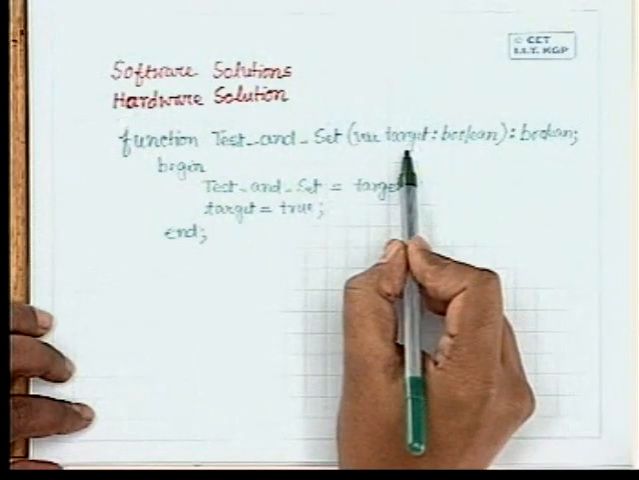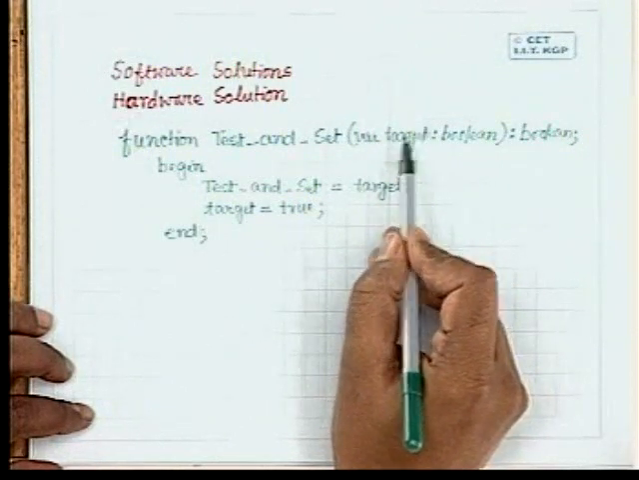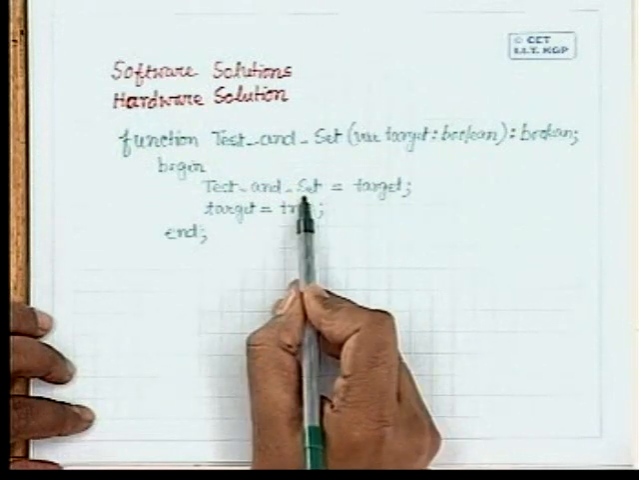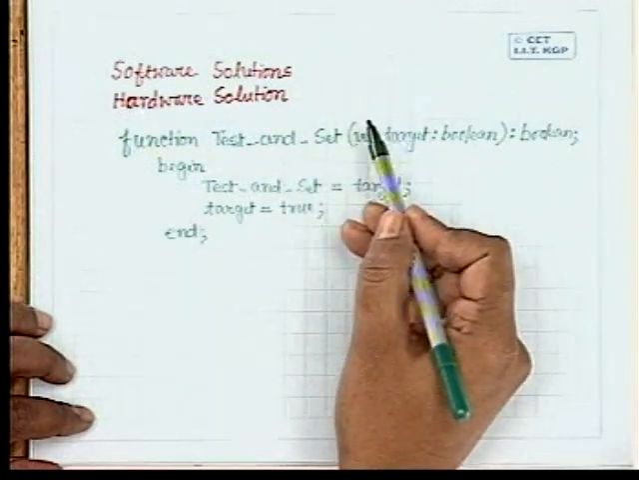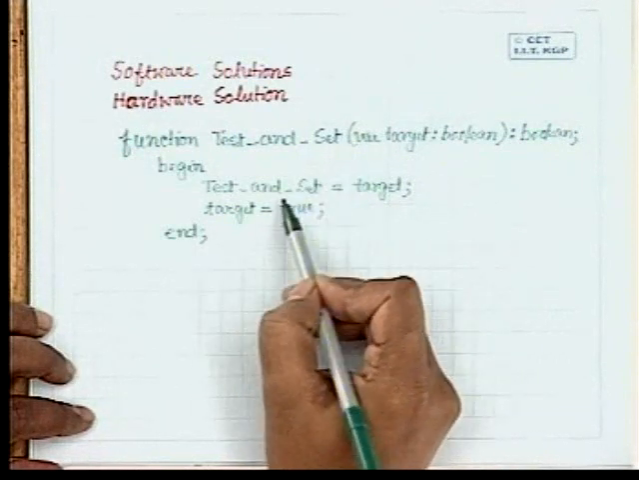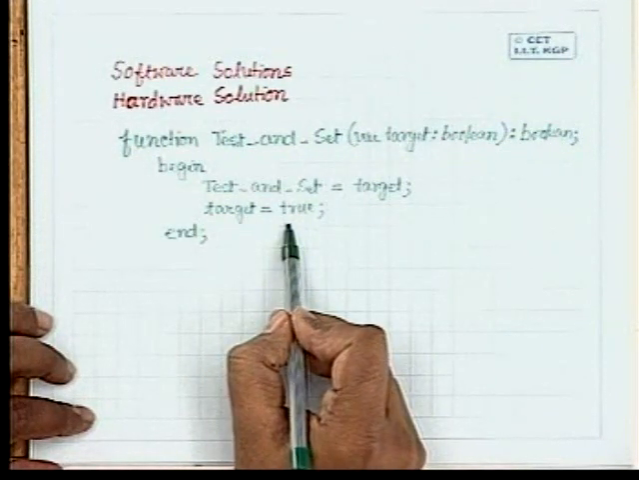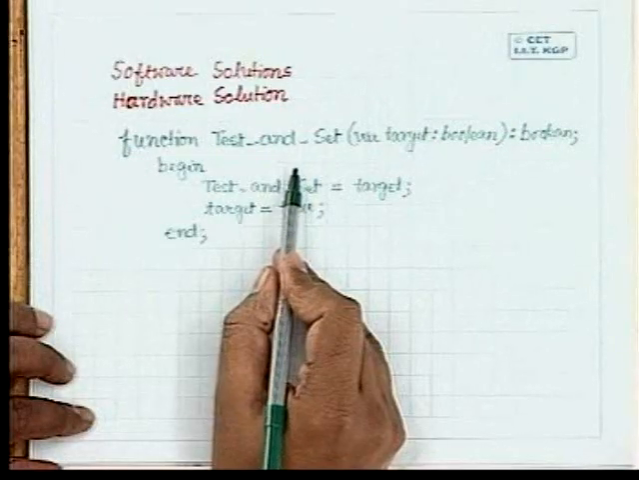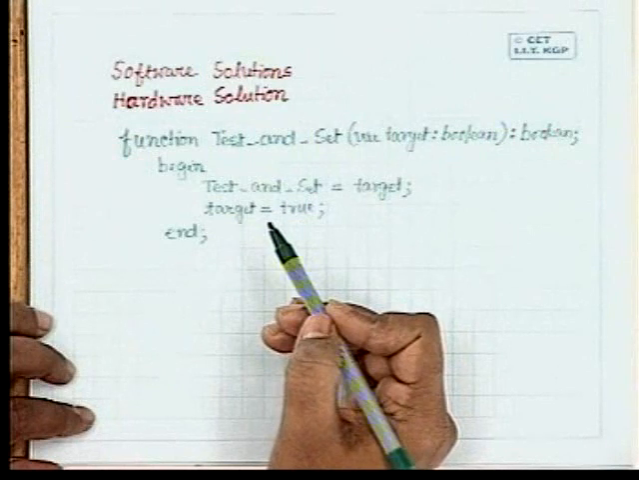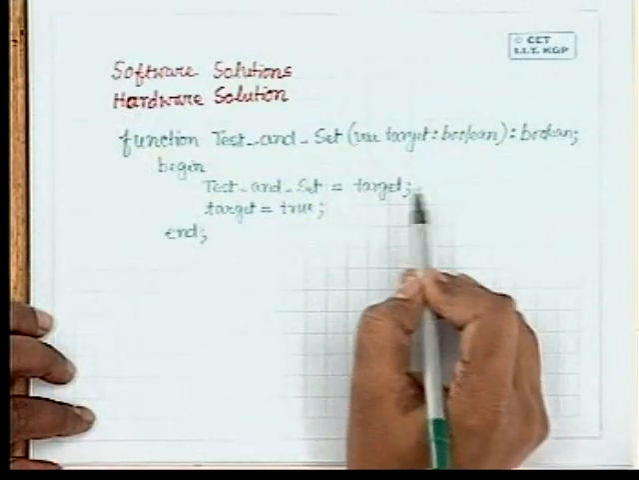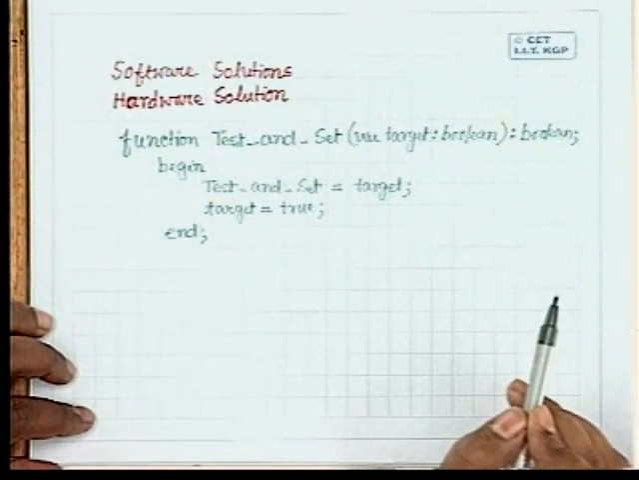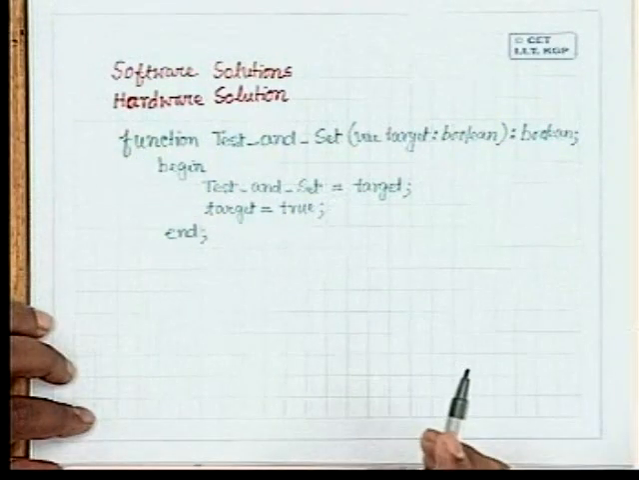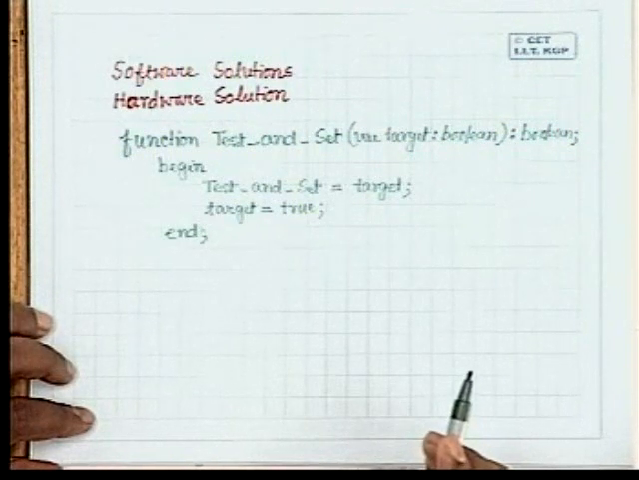So if initially the target was equal to false and test and set has been called with target equal to false, since the value of the target is assigned to the function, this function will return a value false. After that, the target is assigned value true. That means all subsequent calls to the same function test and set will return a value true, until and unless the target itself is modified in between. So this is one hardware function which is supported by some machines.